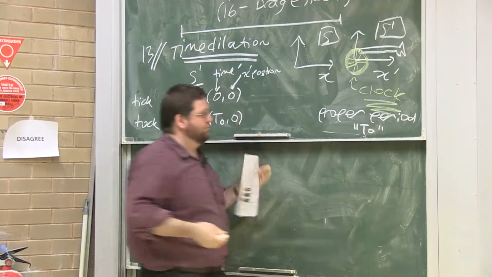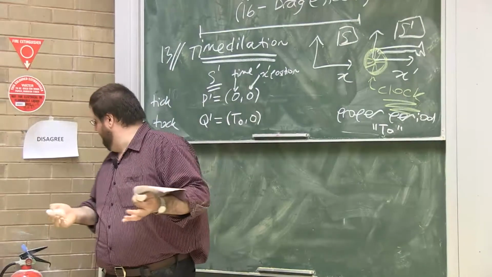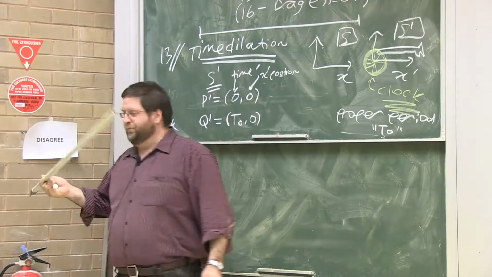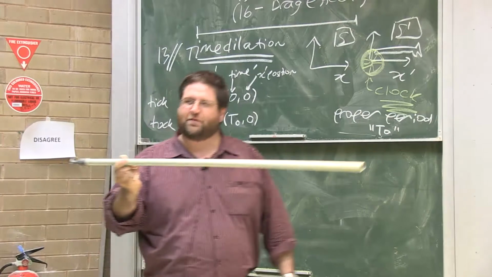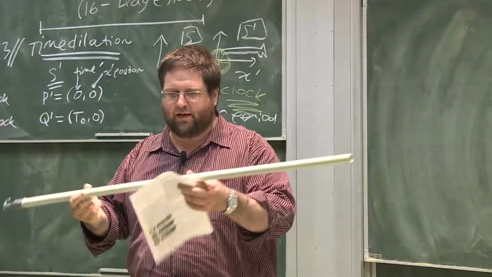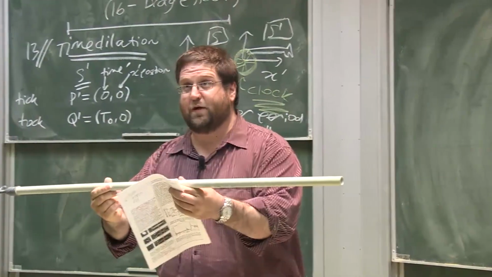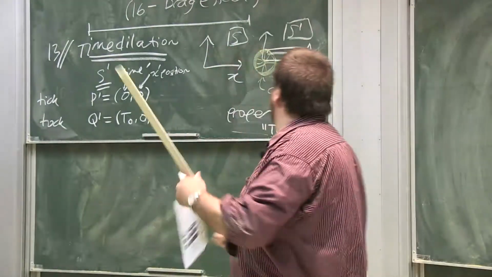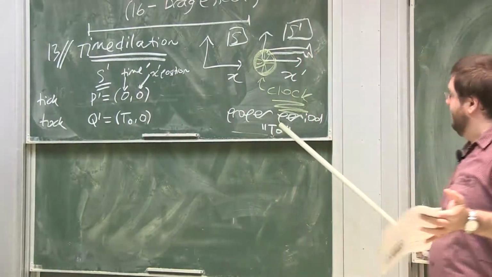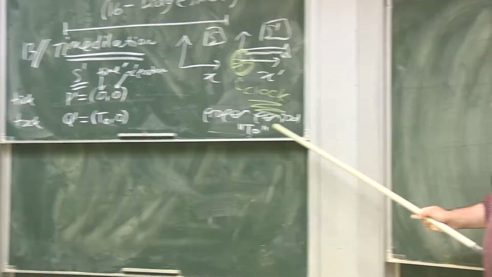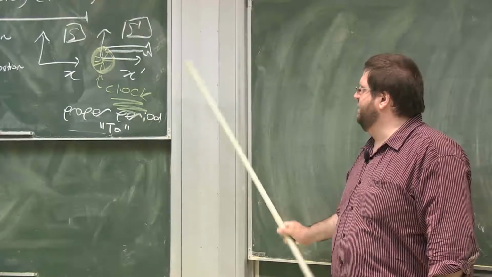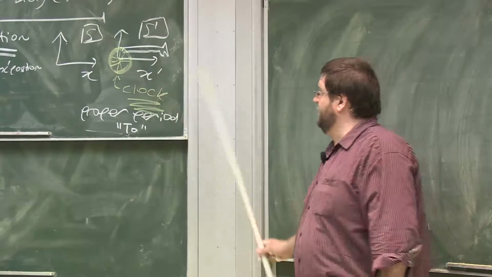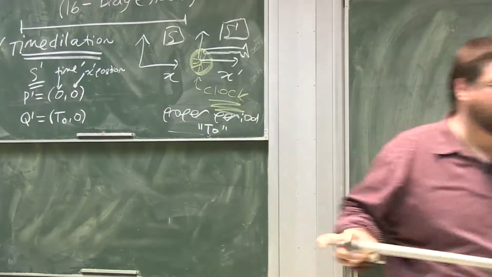We've already used the term proper before, proper length, for example. If I have a ruler, moving rulers have different lengths to stationary rulers, but the proper length is when you bring the thing to rest relative to you and you measure its length. That would be the proper length: the value the quantity has in a frame in which the object being measured is at rest. The proper period of the clock is T0, and we denote it as such.